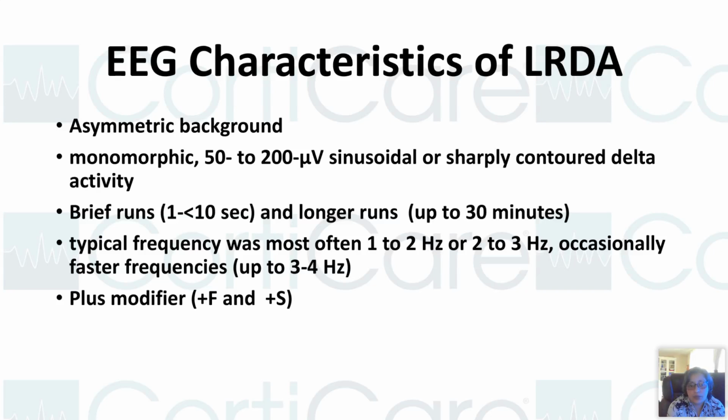It can present with a plus modifier. With the faster frequency, LRDA plus F, you have superimposed fast activity. And LRDA plus S is rhythmic delta with sharps embedded in it.